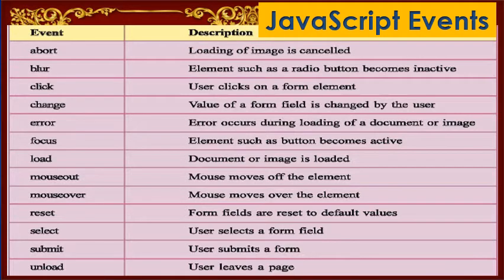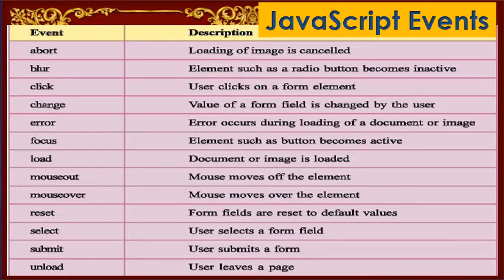By using the abort event, loading of the image is cancelled. By using the blur event, elements such as a radio button become inactive. By using the click event, the user clicks on a form element. By using the change event, the value of a form field is changed by the user. By using the error event, an error occurs during loading of a document or image.